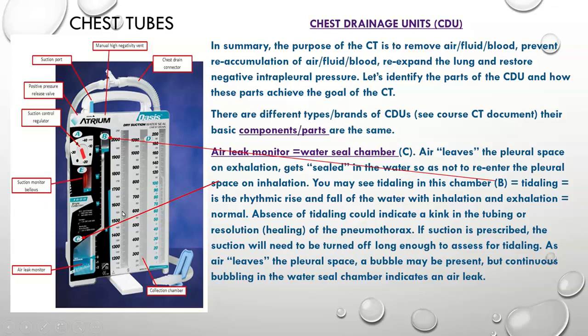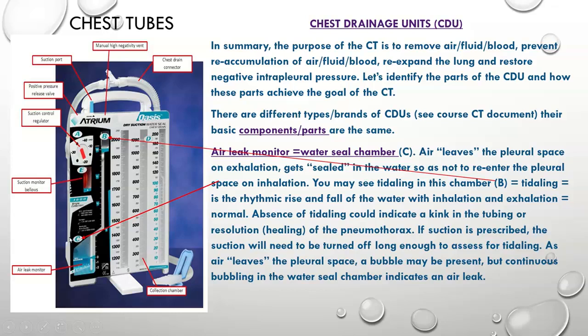Now, there's a bunch of different chest drainage units, and some of them are listed in the course document. It's not important that you know. There are brands, Atrium and Oasis, or Atrium and Pleurovac, that are the most common. It doesn't matter the brand. The bottom line is that all of them really work the same. They may work a little bit differently, but they have the same components. So what's the most important part? I would say it's the air leak monitor, otherwise known as the water seal chamber.